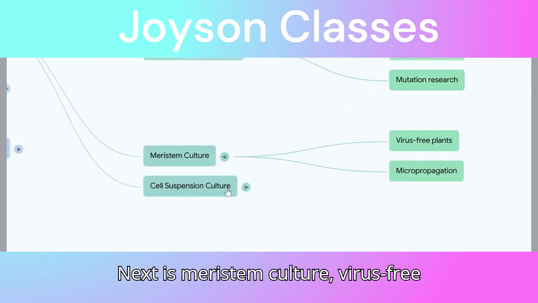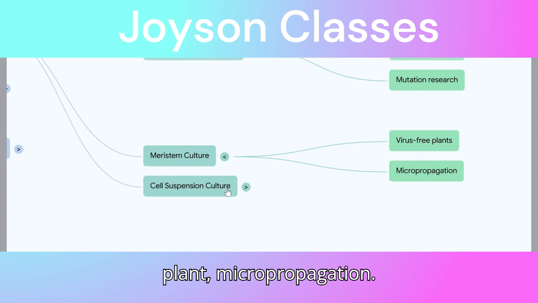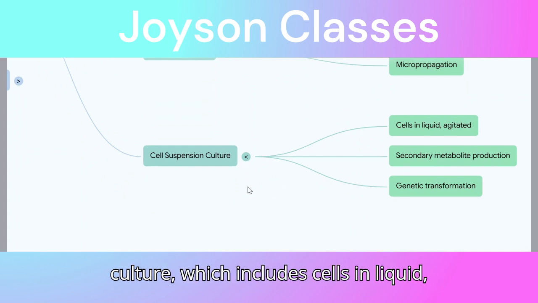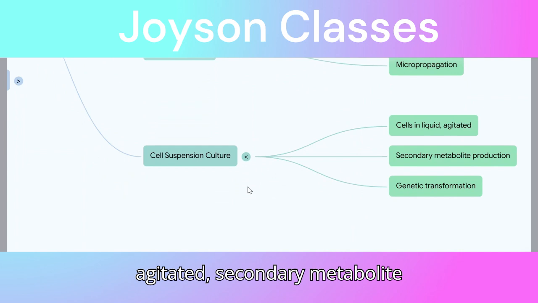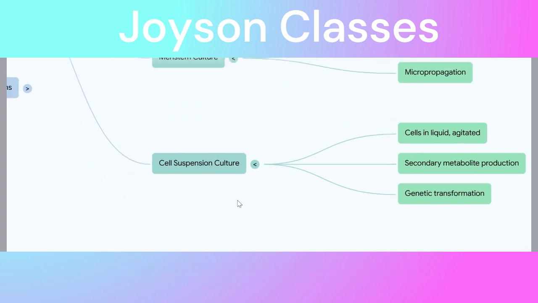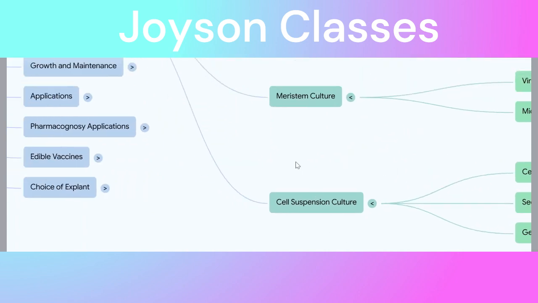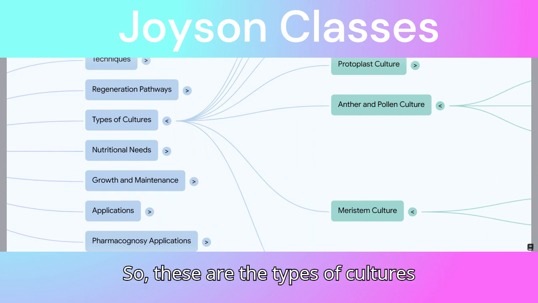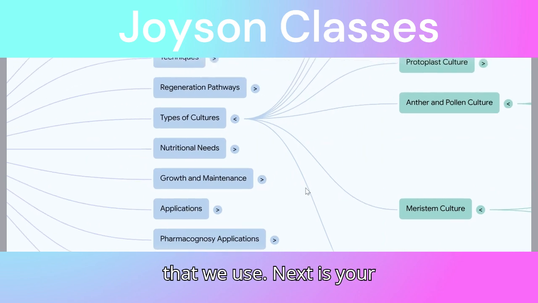Next is meristem culture: virus-free plants, micropropagation. And the last one is cell suspension culture, which includes cells in liquid, agitated, secondary metabolite production, genetic transformation, etc. So these are the types of cultures that we use.